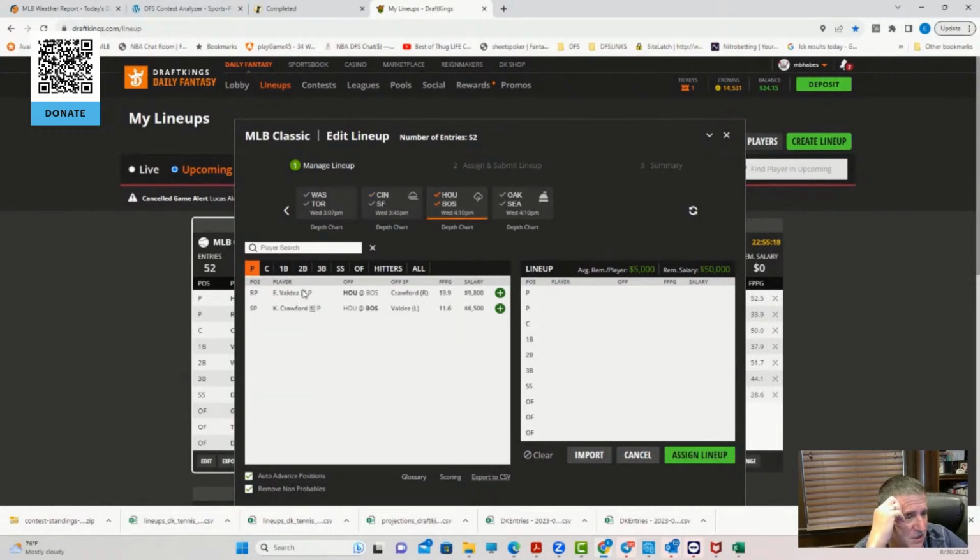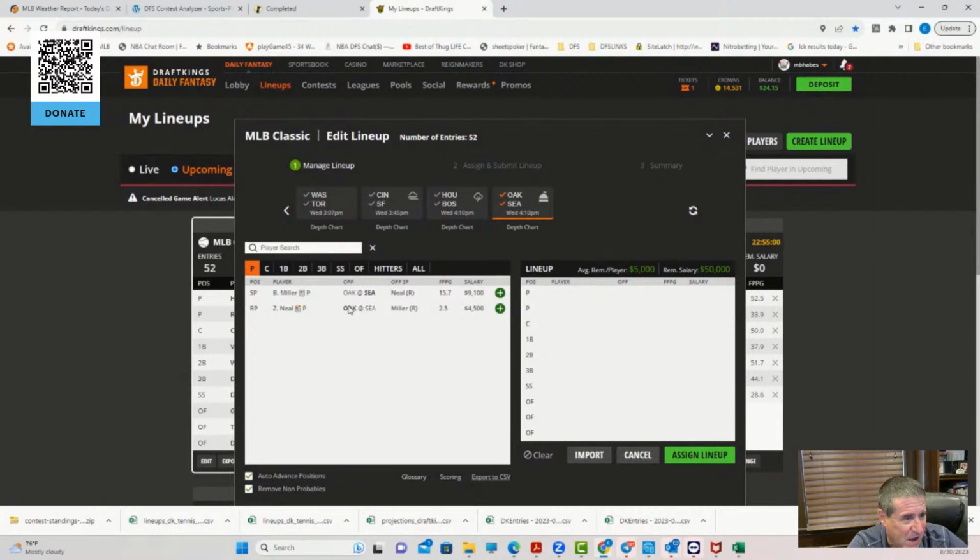Houston, Boston, Valdez is kind of tough to get after, so probably not going to play Boston. Maybe he's a good play, Valdez at 9,800 here. And then Crawford is super cheap, so maybe he looks okay. Oakland, Seattle.